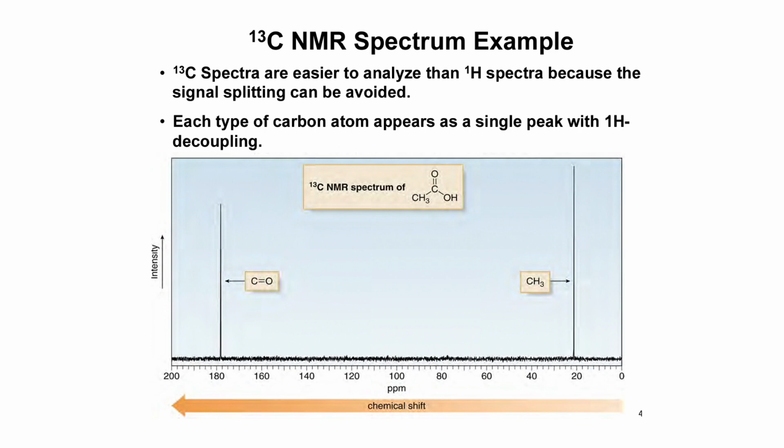Now if you have a look at the carbon NMR spectrum, these are easier to analyze than the hydrogen spectra because the signal splitting can be avoided, because carbons cannot be as close to each other as hydrogens can. For example, H3 would be 3 hydrogens that are close to each other, and that would not be the case with carbon. So each type of carbon atom appears as a single peak with hydrogen decoupling.